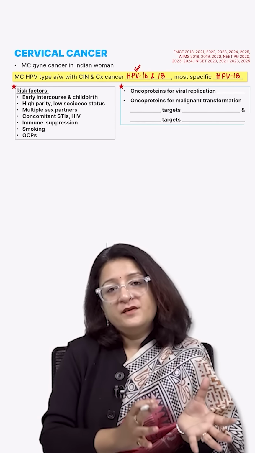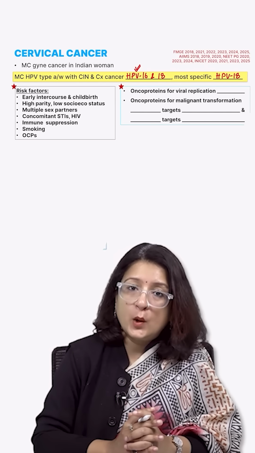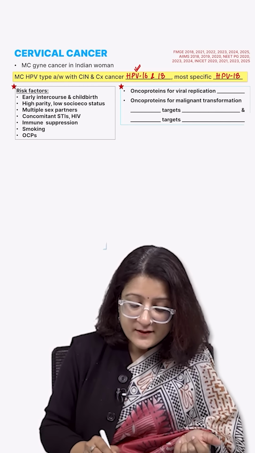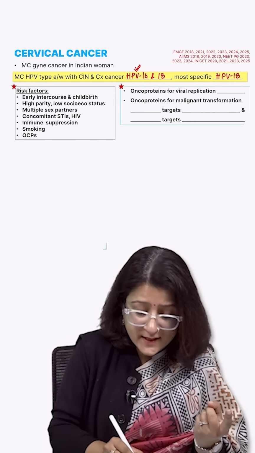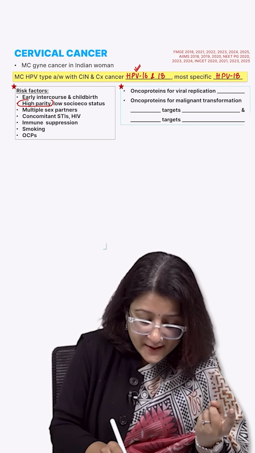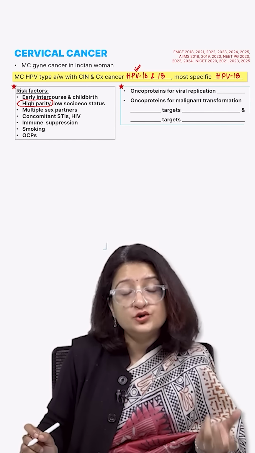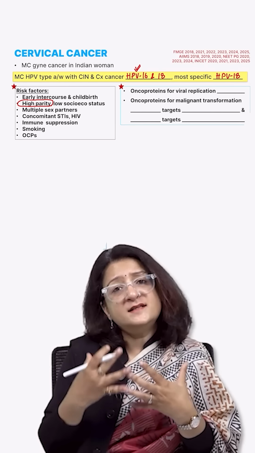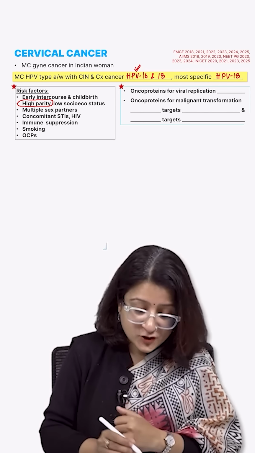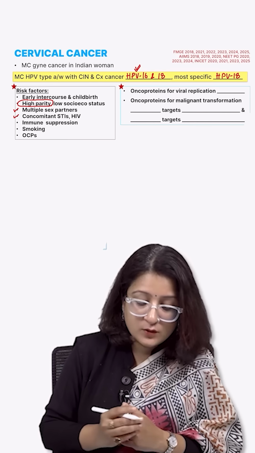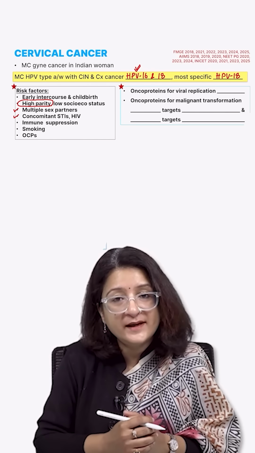Now again, HPV infection is acquired by sexual contact. So the risk factors are early intercourse and childbirth, high parity. Very important, see, for cervical cancer, high parity is a risk factor, low socioeconomic status, and other situations or conditions which will increase the likelihood of acquiring HPV, like multiple sex partners, concomitant STIs, and HIV infection.